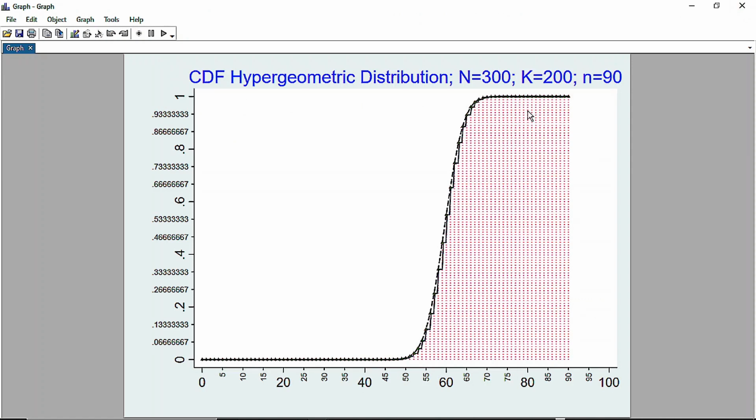This is what it looks like for the population of 300. Out of 300, there are 200 of them that have some special attributes of interest, and in the sample of 90, we are going to get so many objects of the special interest.